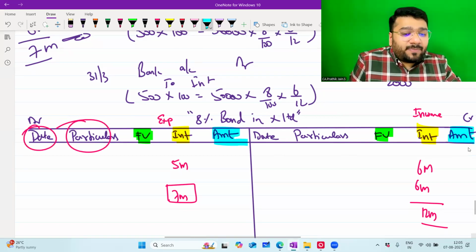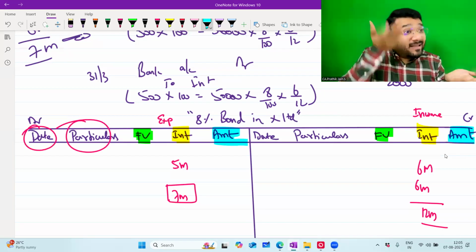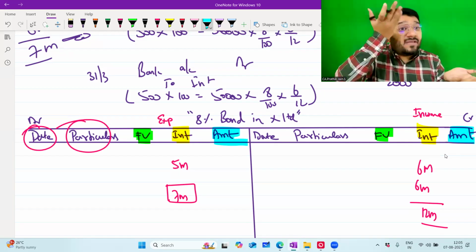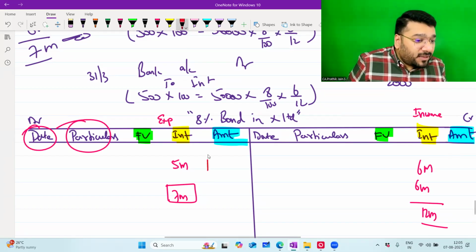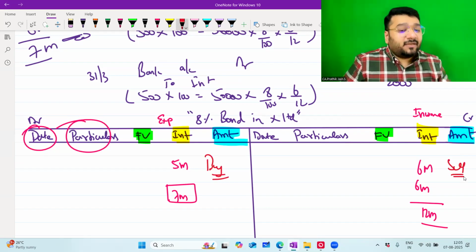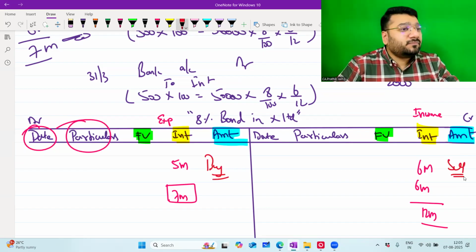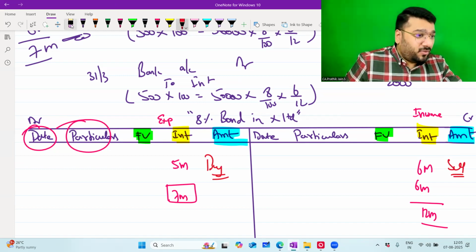Amount column is the investment column. Buying of the investment increases the investment, and to increase an investment asset, we debit. So buying of the investment will come here, at the buy value. Selling of the investment will come at the credit side. Okay or not okay?